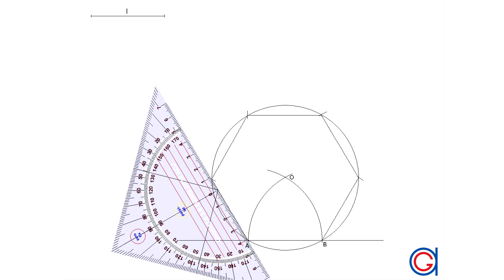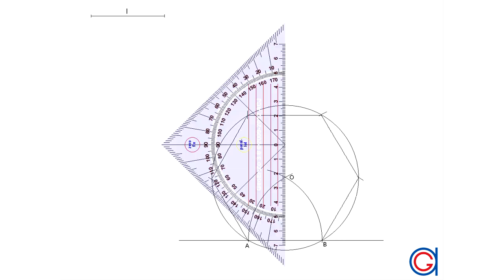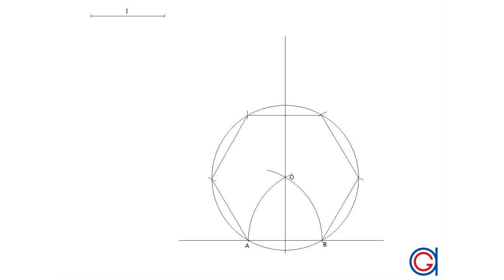So now that we have the hexagon, the next step is to draw a line perpendicular to our side AB and through the center O of our circle. And we will prolong this line above and below the circle, as can be seen here in the video. Where this line cuts the circle below the side AB, we will call this point T.